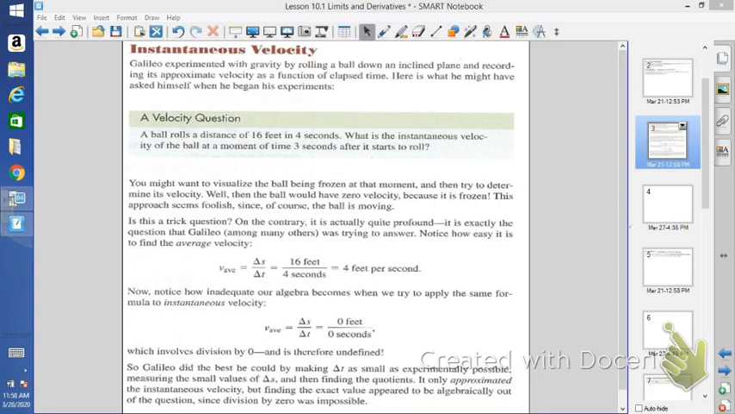So go ahead and hit pause right now and read through this little excerpt on your own.